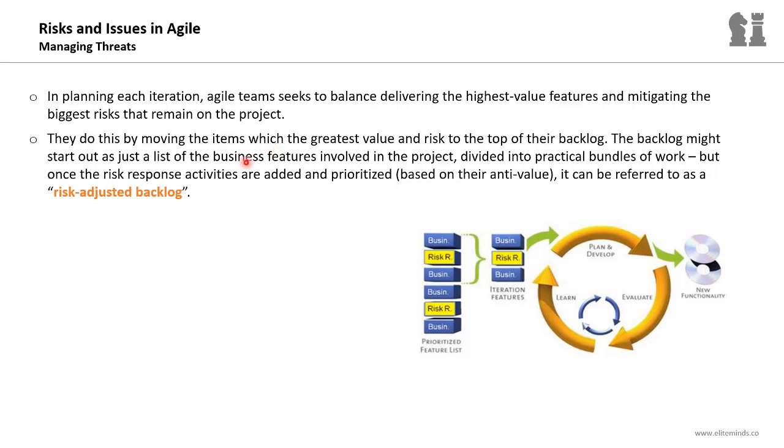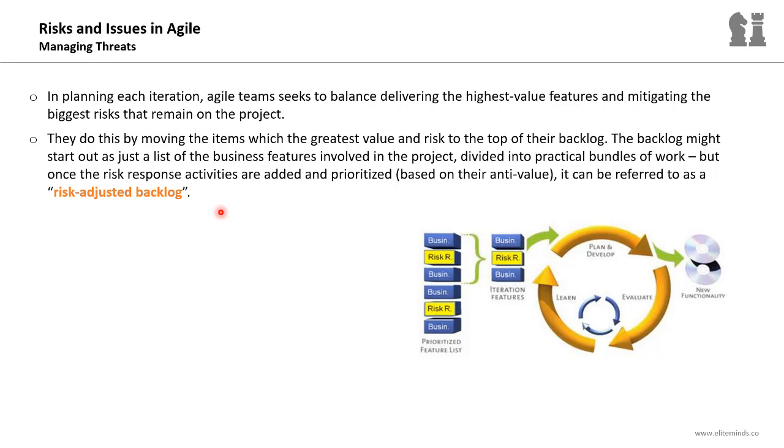So the idea of using the risk-adjusted backlog is considering the risk response planning efforts within the backlog prioritization exercise. The backlog might start out as just a list of business features involved in the project, divided into practical bundles of work. But once the risk response activities are added and prioritized based on their anti-value, it can be referred to as a risk-adjusted backlog.